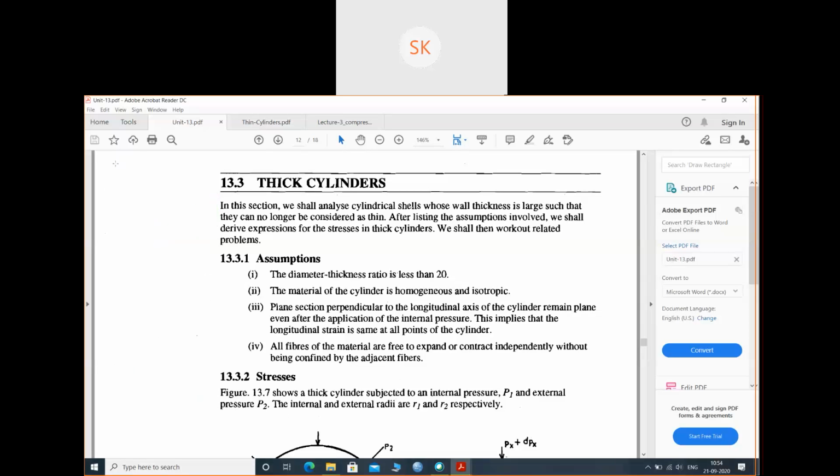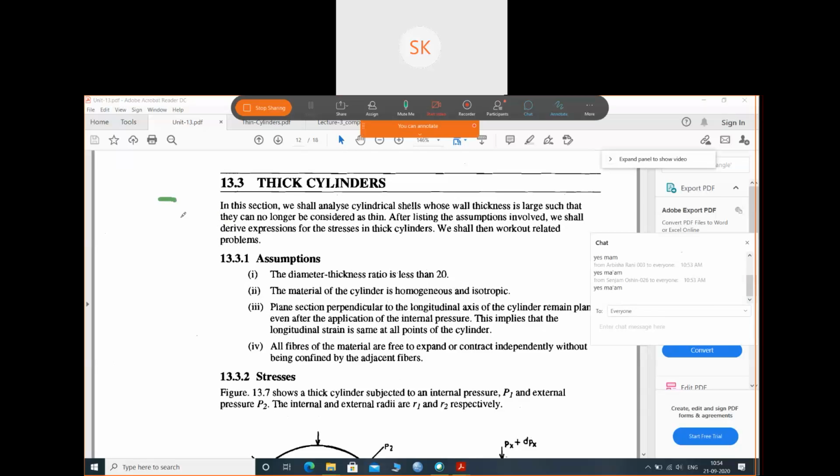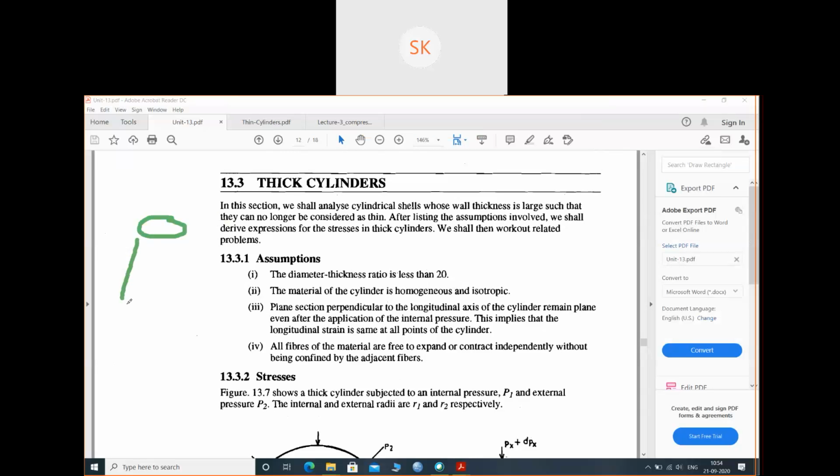So the assumption is that the material of the cylinder is homogeneous and isotropic. Homogeneous means the whole material is made up of the same material. Isotropic means the properties are the same in all directions. See these words, homogeneous and isotropic.